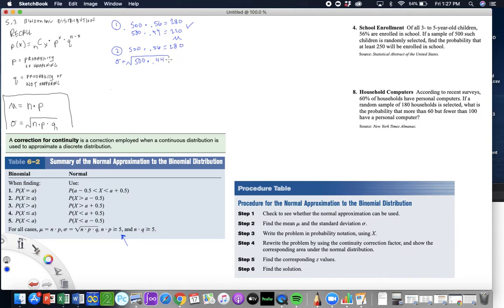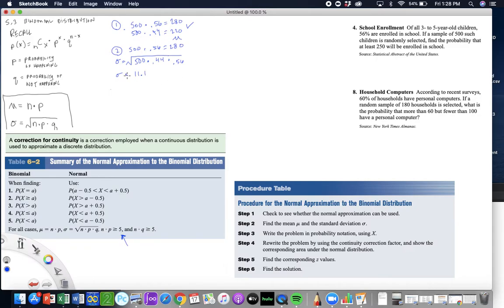There we go. 0.44 times 0.56. And all I'm doing is taking n times p times q. You'll notice if I were to take p plus q together, it equals 1. So my standard deviation comes out to be a nice 11.1.